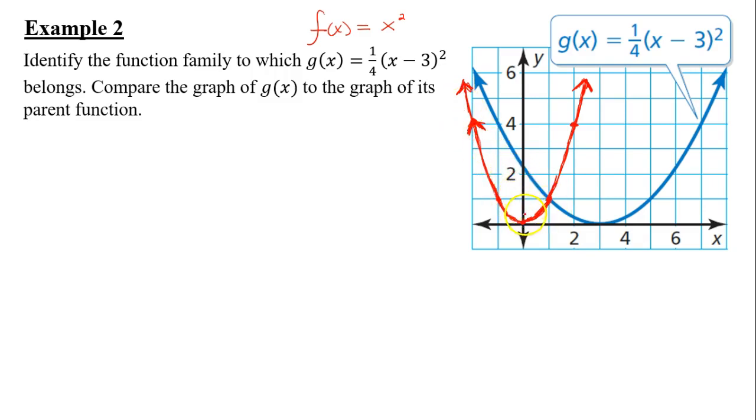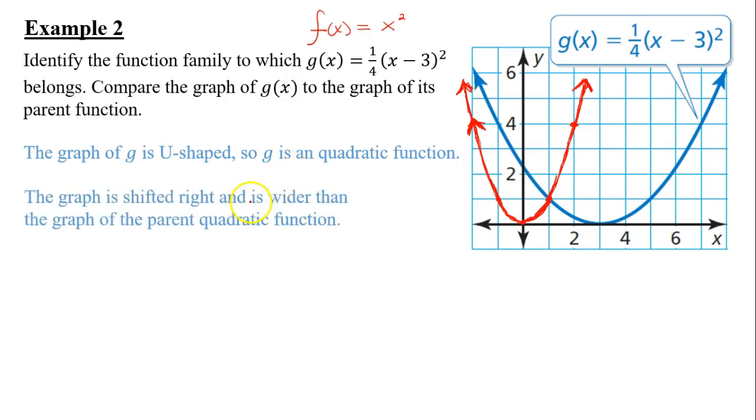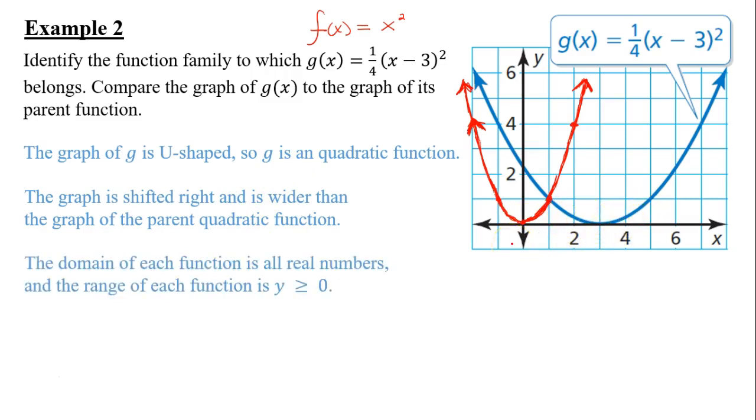these are my two graphs, and here's how I answer this question. The graph of g is U-shaped, so g is a quadratic function. The graph of g is shifted right and is wider than the graph of the parent function. The domain of each function is all real numbers because they both go left and right all the way. And the range of each function, they're at the same height. So the range of each function is y greater than or equal to 0. All these y values from 0 on up are part of the range.